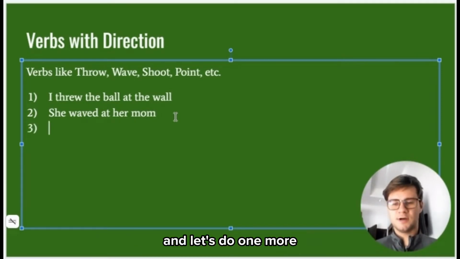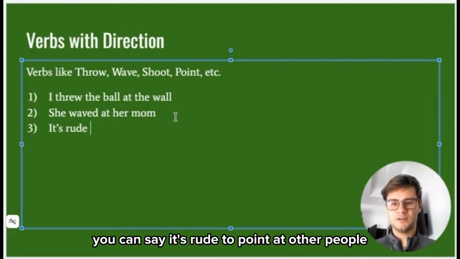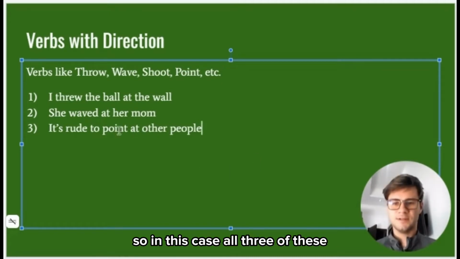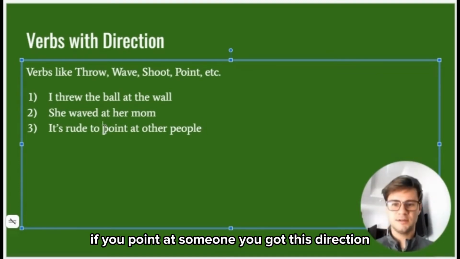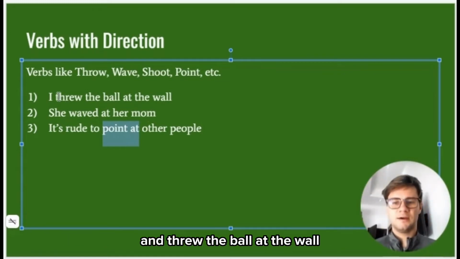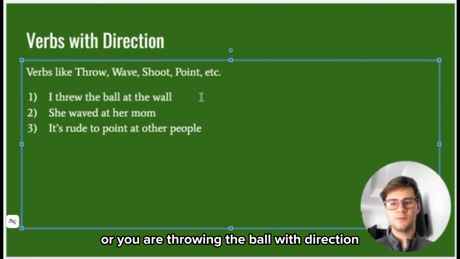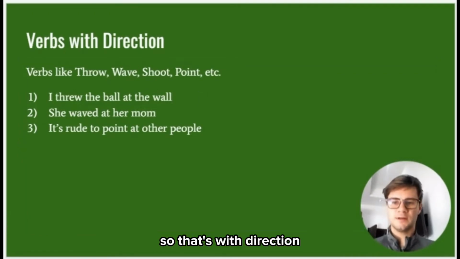And let's do one more. You can say it's rude to point at other people. Let's say that. So in this case, all three of these, if you point at someone, you've got this direction. So we've got that there. Wave at, you're waving in the direction of someone else. And threw the ball at the wall, you are throwing the ball with direction towards the wall. So that's with direction.